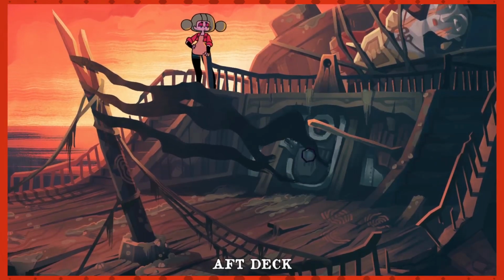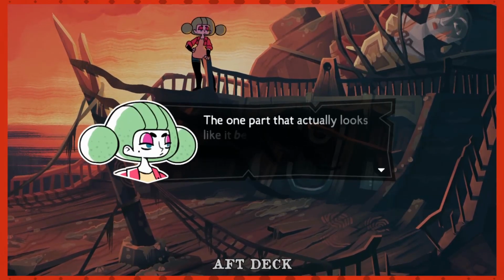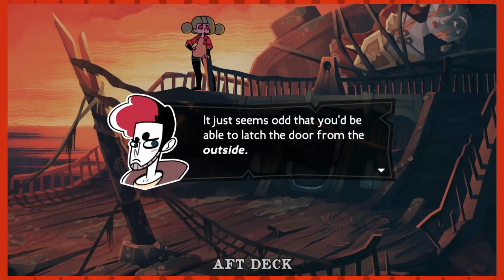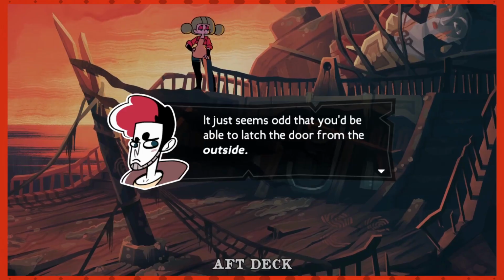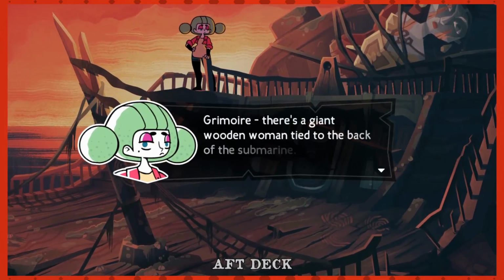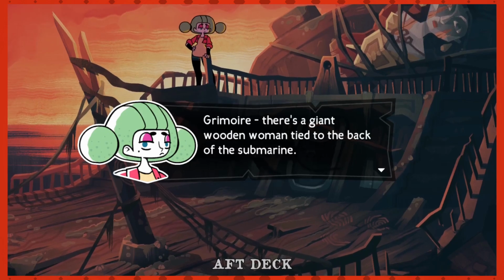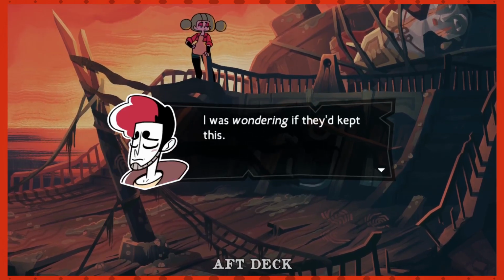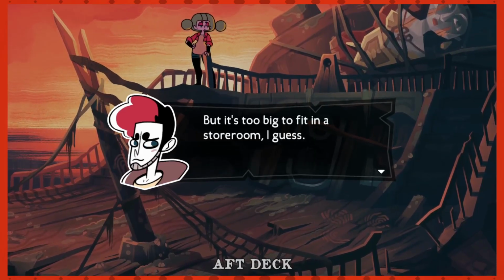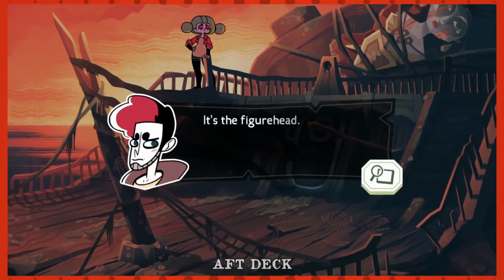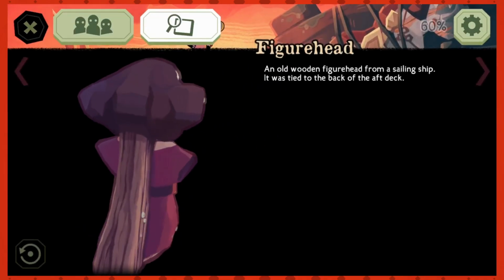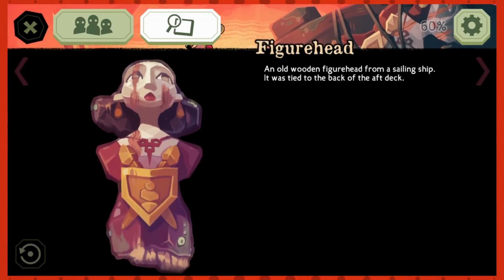That doesn't make much sense, does it? It's the door leading back. The one part that actually looks like... There's a big metal... It just seems odd that you'd be able to latch the door from the outside. Huh. Holy... There's the figurehead. Grimoire, there's a giant wooden woman tied to the back of the submarine. I was wondering if they kept this. I half expected to find it inside the submarine somewhere, but it's too big to fit in the storeroom, I guess. It's the figurehead. Yep, that's exactly what it is. An old wooden figurehead from a sailing ship is tied to the back of the aft deck.